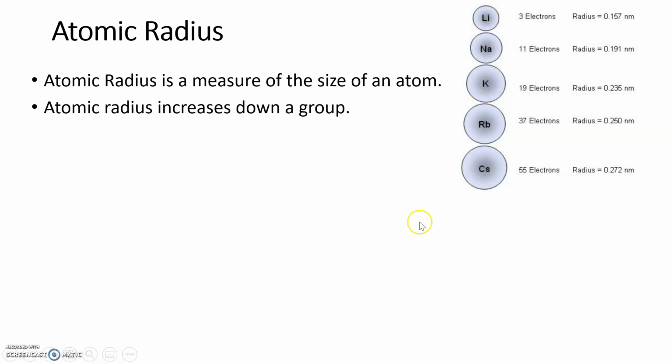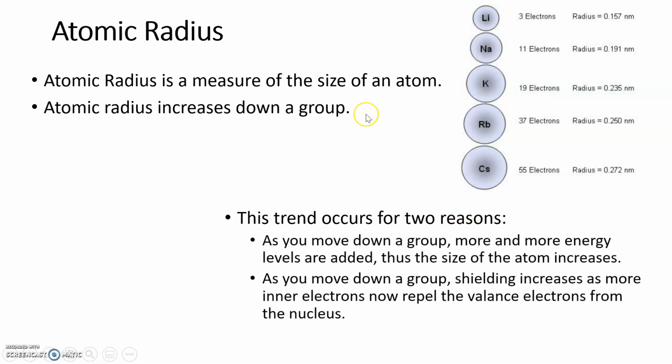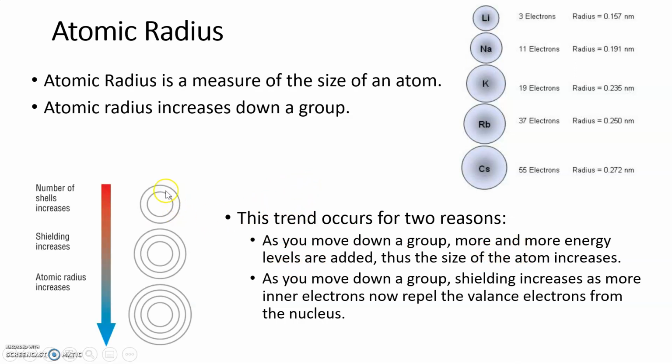The first trend is as we move down a group. So here is the alkali metal group. And as you move down, as you can see, the size gets larger. We're getting bigger and bigger atoms. This happens for two reasons. First reason, as you move down the group, more and more energy levels are added, and so the size of the atom increases. So that should make sense.